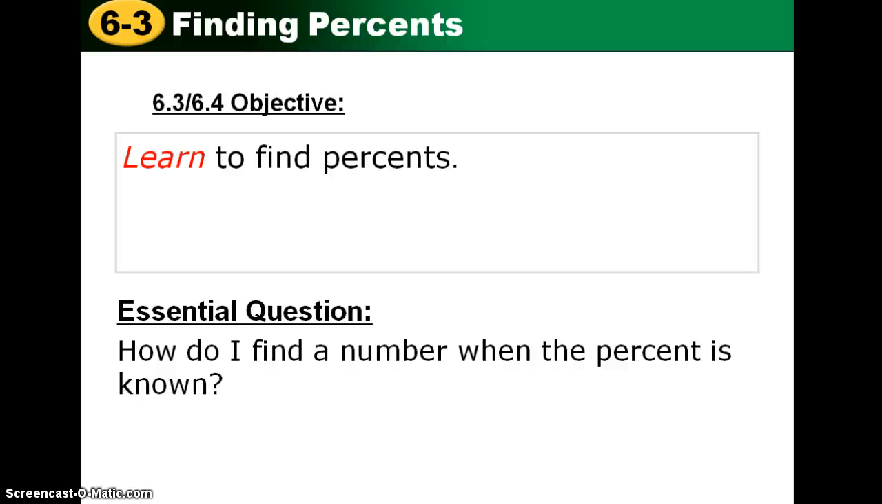Chapter 6, Sections 3 and 4. Learn to find percents is our objective. Our essential question: how do I find a number when the percent is known?